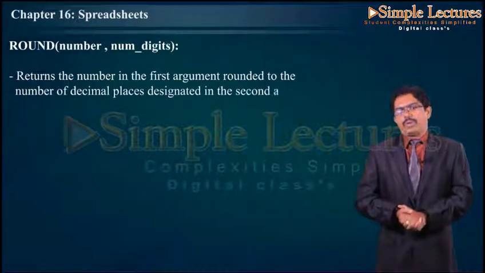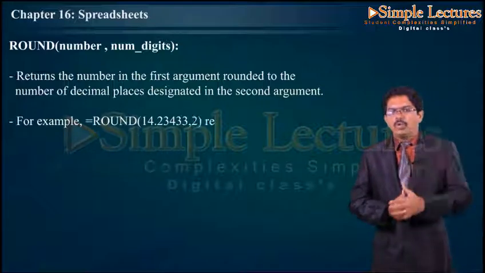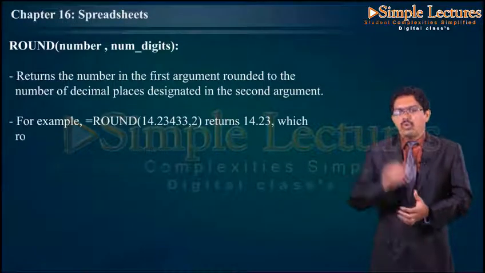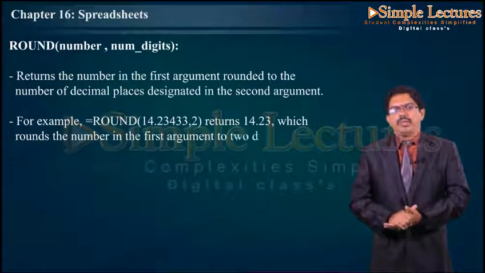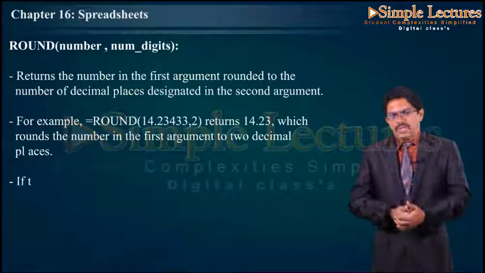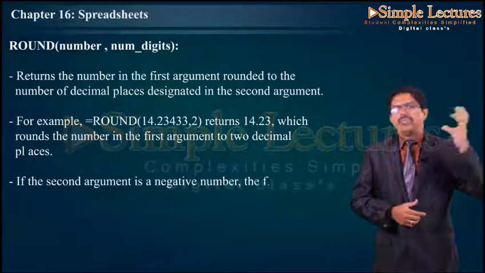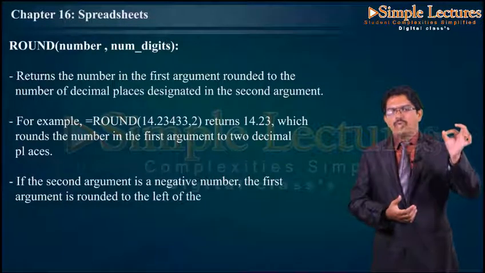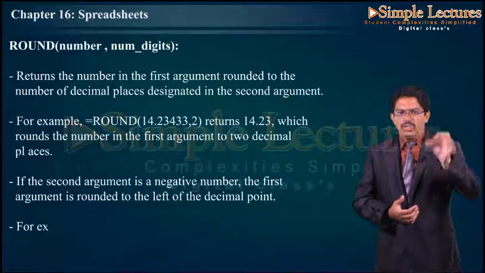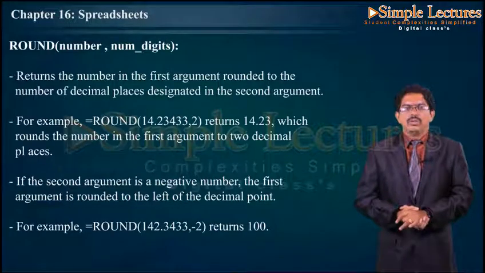Example, ROUND(14.23433, 2) returns 14.23. If the second argument is a negative number, the first argument is rounded to the left of the decimal point. Example, ROUND(142.3433, -2) returns 100. Now let us move to statistical functions.